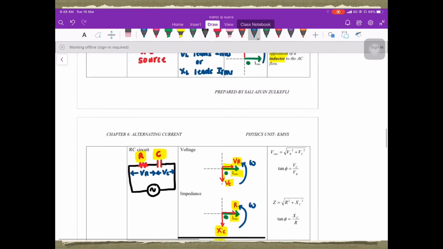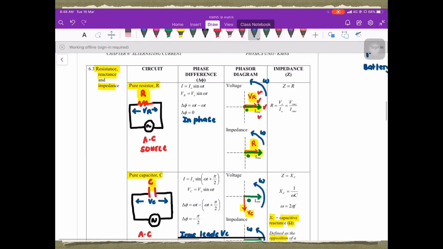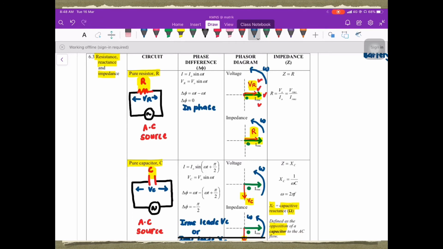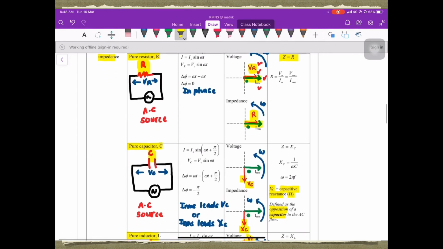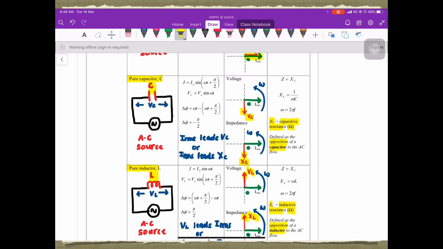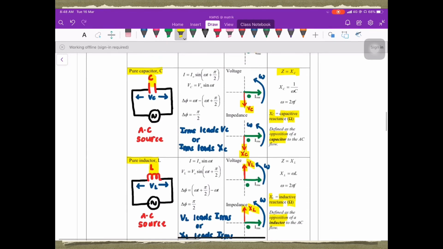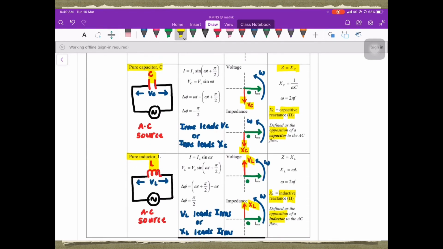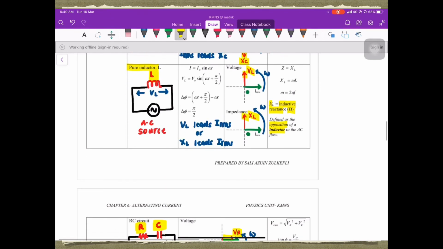Alright. So now refer to the equations. For the pure resistor, the impedance equals the value of resistance. For the pure capacitor, the value of impedance equals the capacitive reactance. And for the pure inductor, impedance equals the value of inductive reactance.